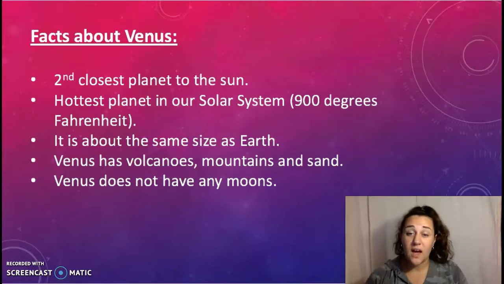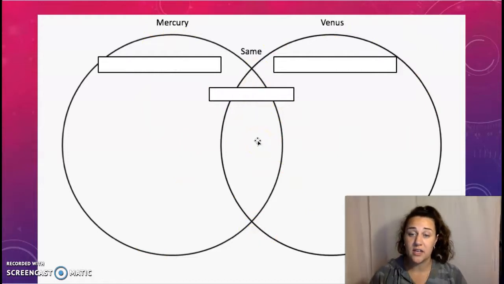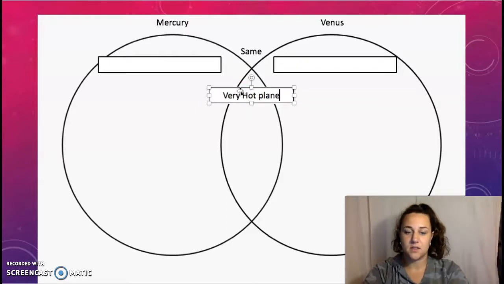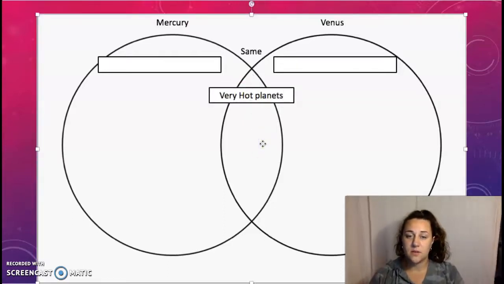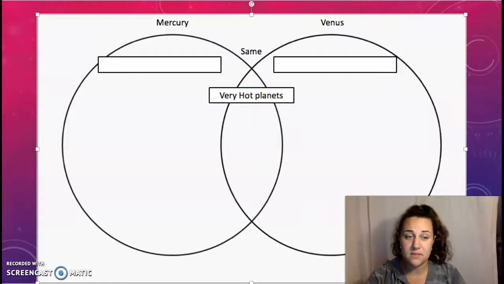So now I can go to my Venn diagram, which we've seen tons of times, but I have one right here. My Venn diagram, right? So it's where the two circles overlap. Remember, we have our differences go here and our similarities go here, right? Compare and contrast. So I just said that they're both very hot planets. Now I can type in very hot planets. There's my similarity.